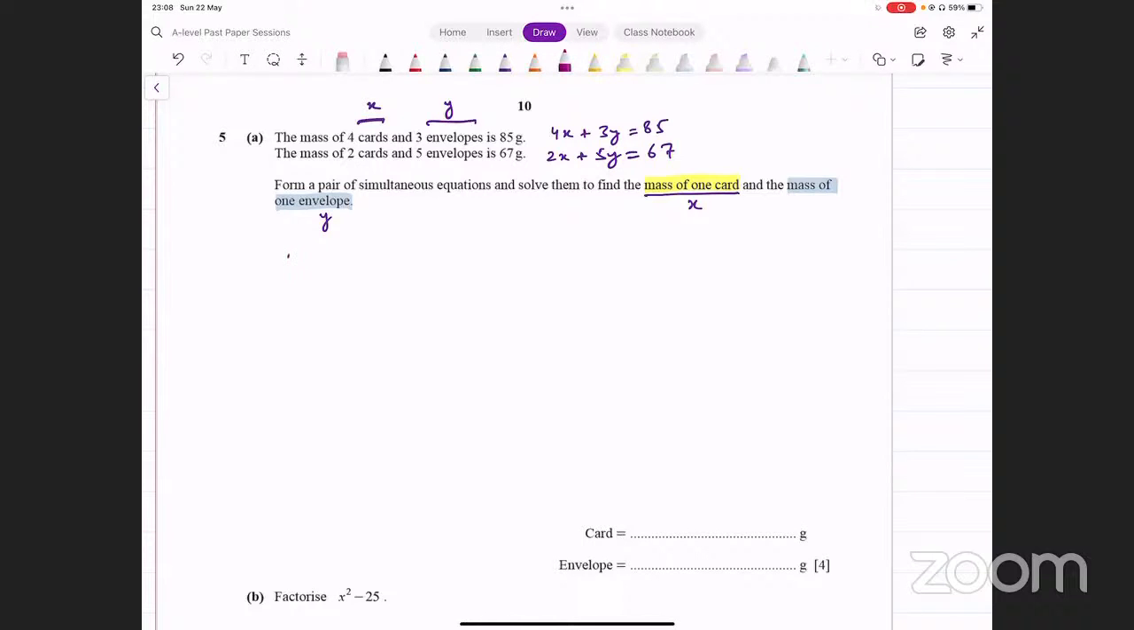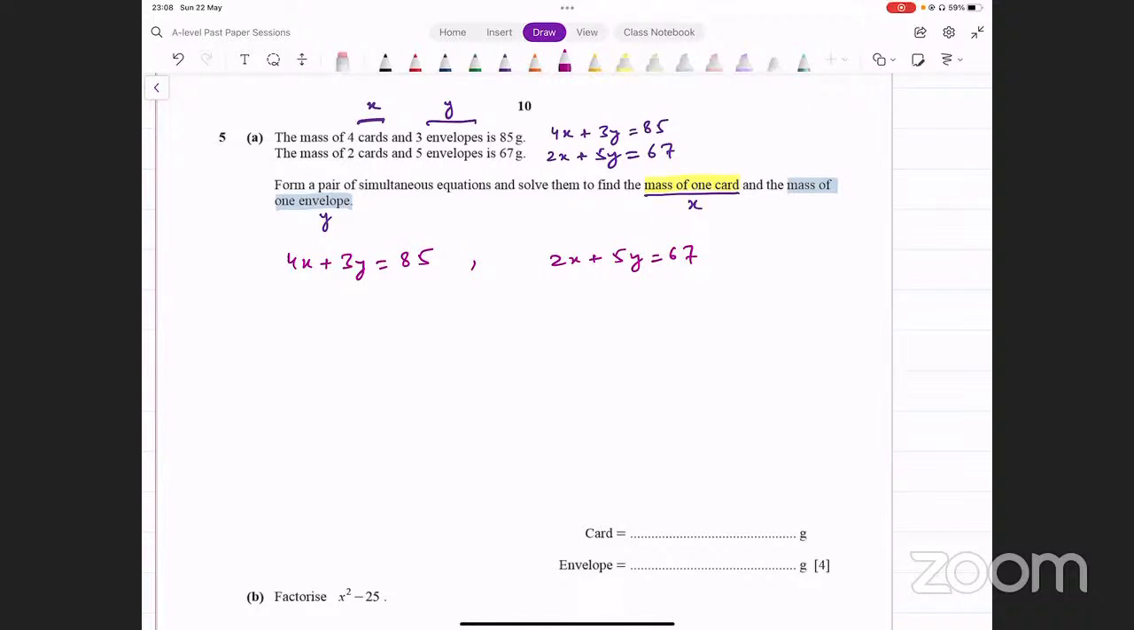Let's do that. 4x plus 3y equals 85. 2x plus 5y equals 67. Now you could use either elimination or substitution, whatever you prefer. Elimination, agar aapko achhi aati hai, that's actually much quicker in most situations. Mein error ke chances bhi kam hote hain. So I'm going to do it that way. आप substitution से करना चाहें वो भी कर सकते हैं. Elimination से करने का क्या तरीका होएगा?